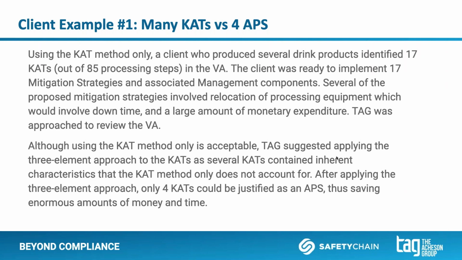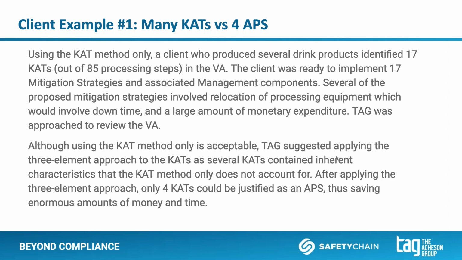So I'm going to give you some examples of companies that I've worked with who've used different ways to apply this rule. The first example is a company that had a lot of key activity types, and they were trying to figure out, can I reduce that? They produced several drink products, and they had 85 processing steps. Of those, they identified 17 CATs. They were ready to go ahead and say, okay, we're going to apply 17 mitigation strategies and management components. And they realized, boy, that's a lot of work.